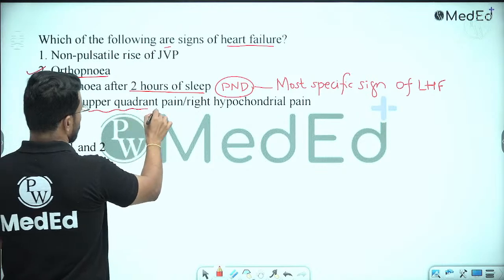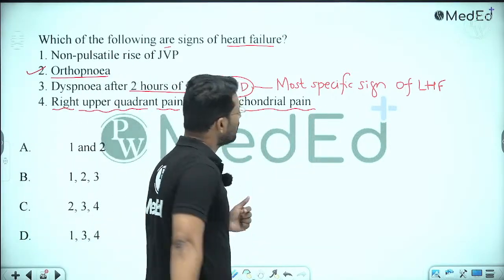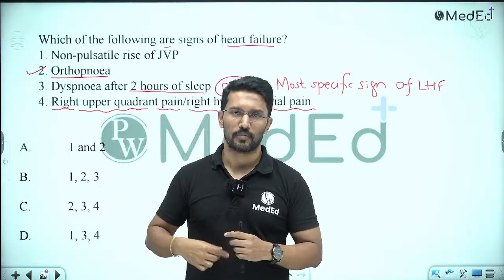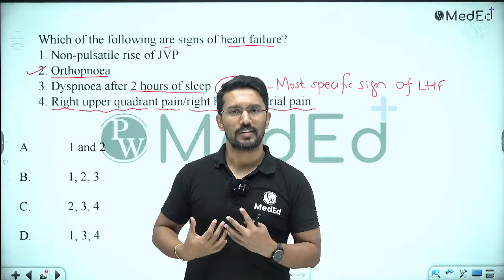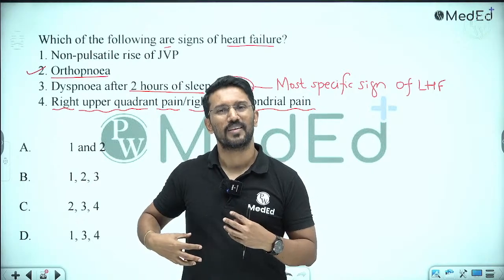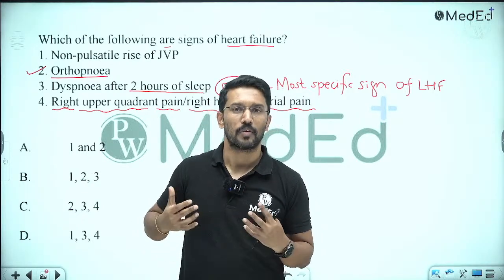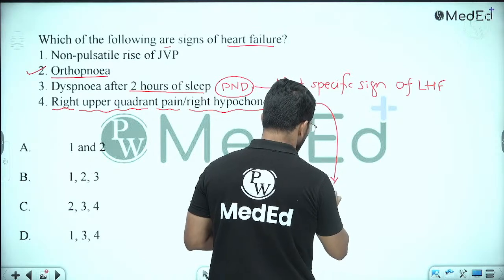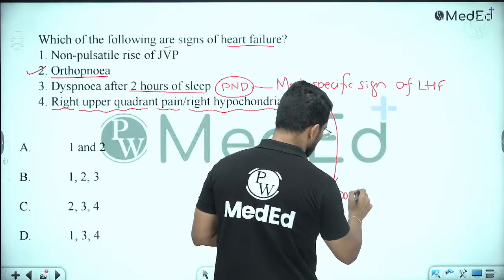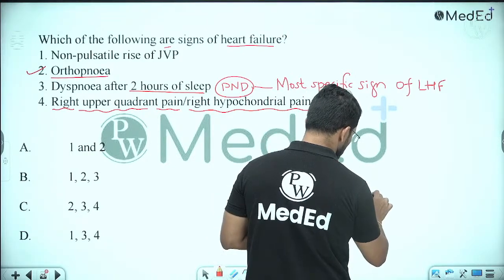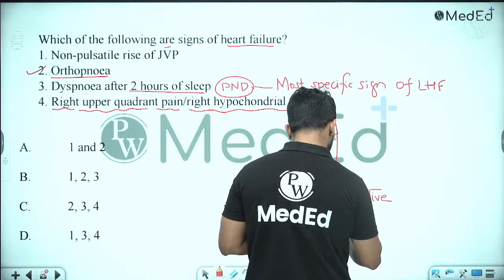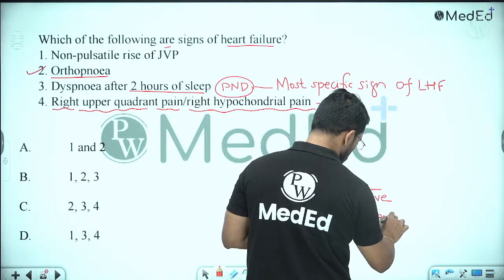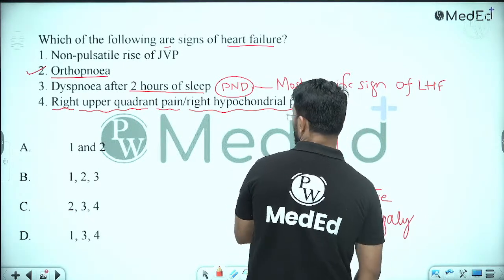Right upper quadrant pain or right hypochondrial pain. Can it be a sign of heart failure? Yes, why not? Because when heart fails, especially right heart fails, there is increased pressure in the inferior vena cava because the blood cannot go into the right atrium from the inferior vena cava. Once the inferior vena caval pressure increases, the drainage of blood from the hepatic veins to inferior vena cava will be affected. The blood will stagnate in liver, and this stagnation leads to what you call congestive hepatomegaly. So this can also be because of the heart failure.